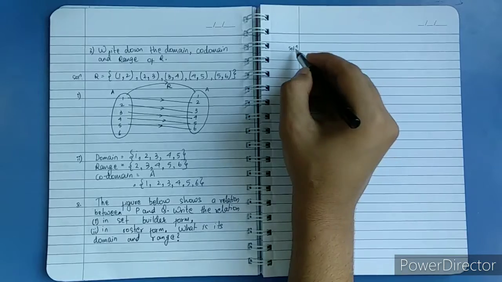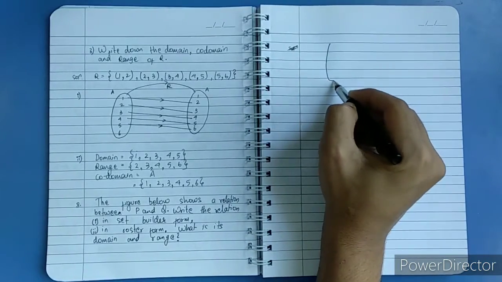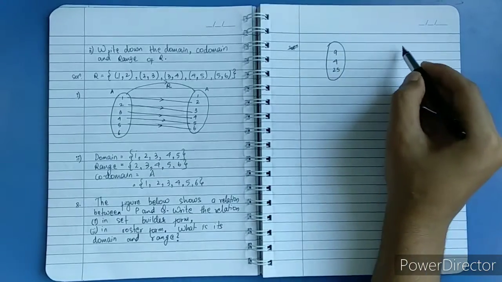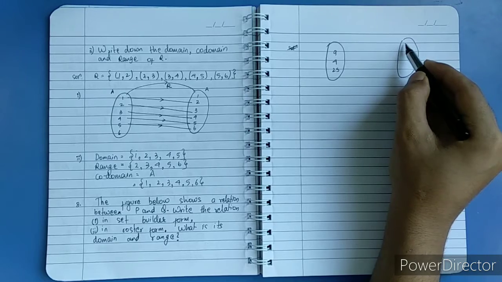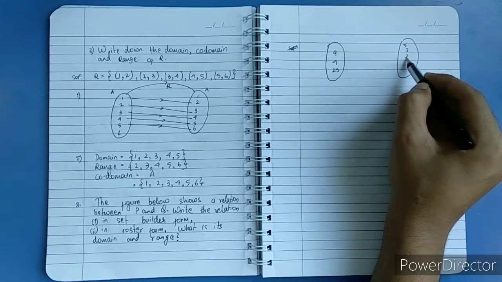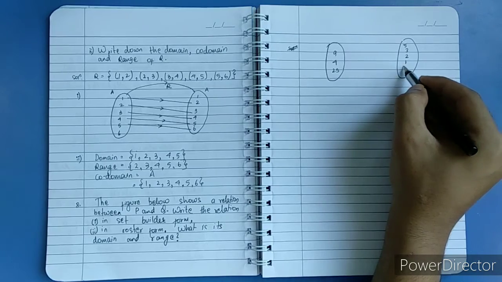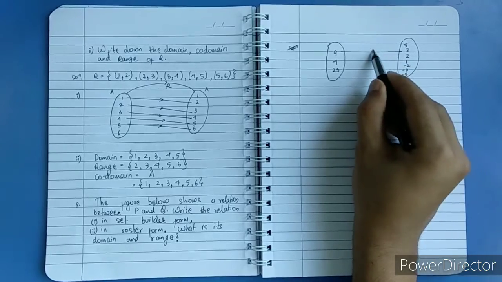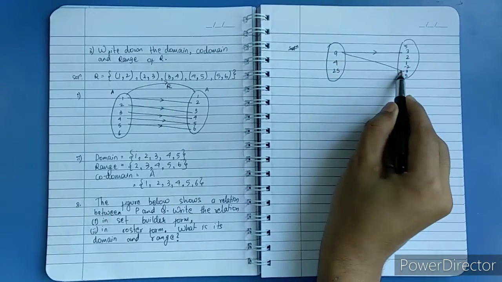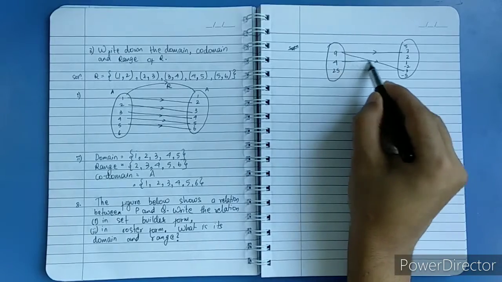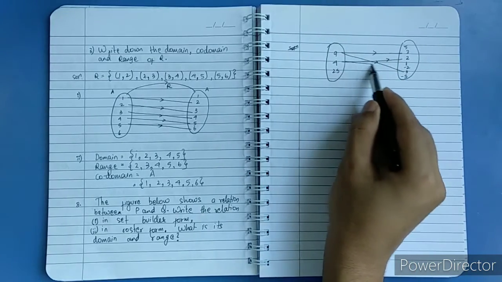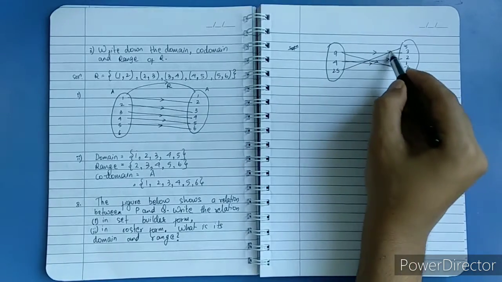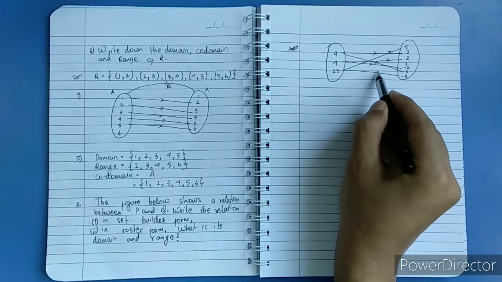Solution. Okay, the diagram first. So in the first diagram we have 9, 4 and 25, and in the second one we have 5, 3, 2, 1, minus 2, minus 3, minus 5. 9 is related to 3, and 9 is related to minus 3. 4 is related to 2 and 4 is related to minus 2. 25 is related to 5 and 25 is also related to minus 5.